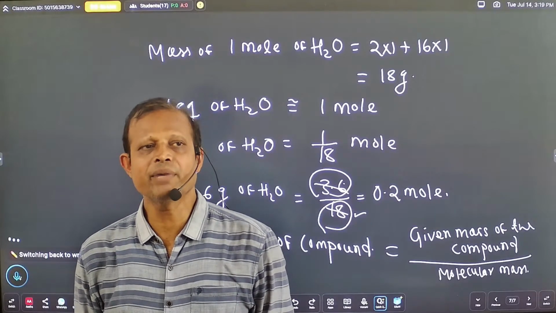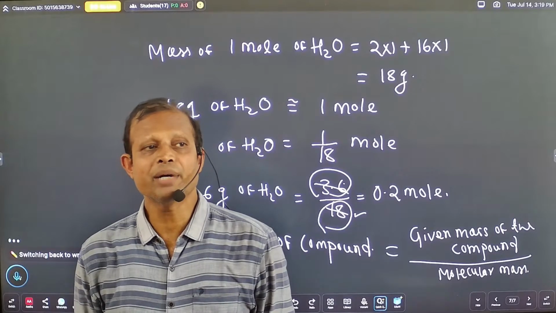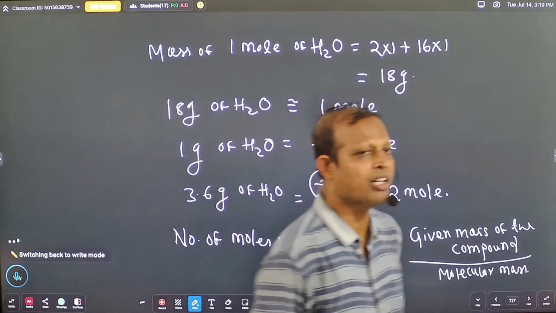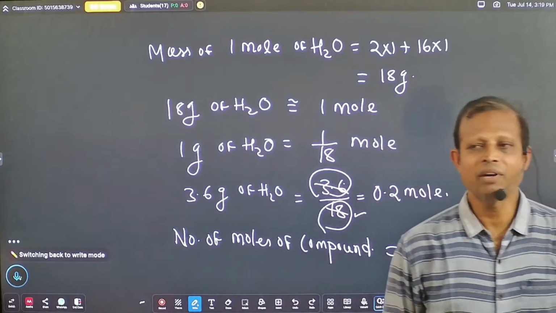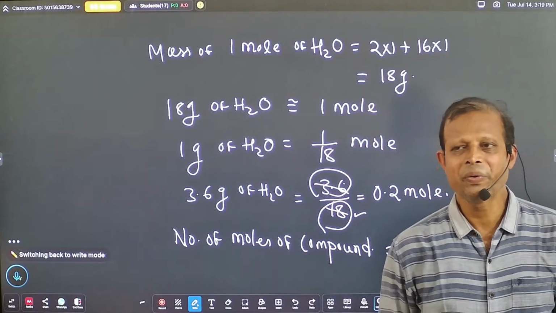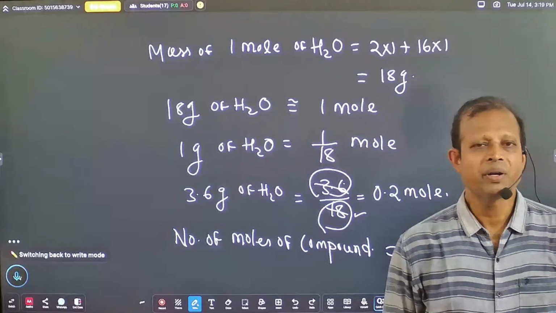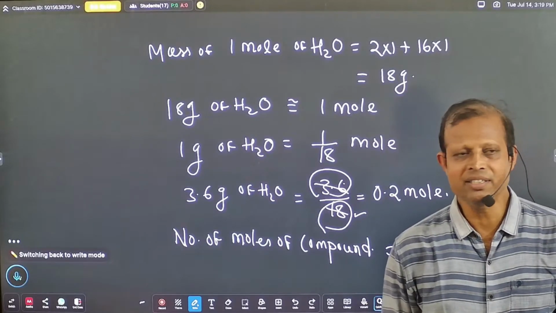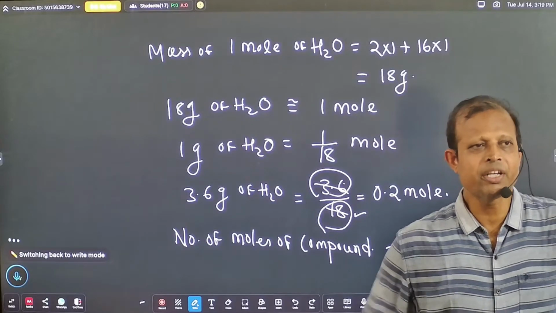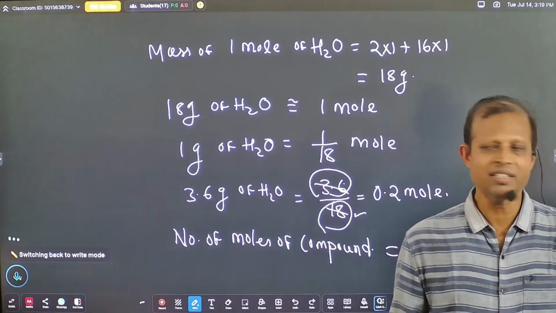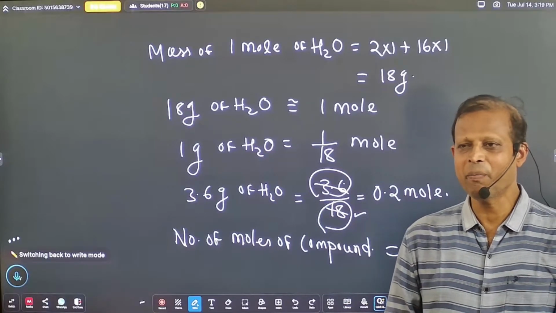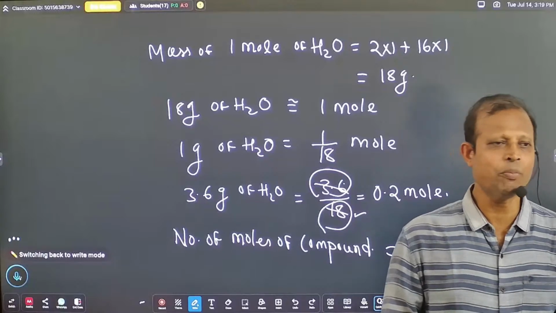What is the given mass? Given mass is 14. What is the molecular mass of N2? Yes, nitrogen atomic mass is 14, so the molecular mass is 28. So given mass upon molecular mass, 14 upon 28. What is its value? 1 upon 2, that is 0.5 moles.